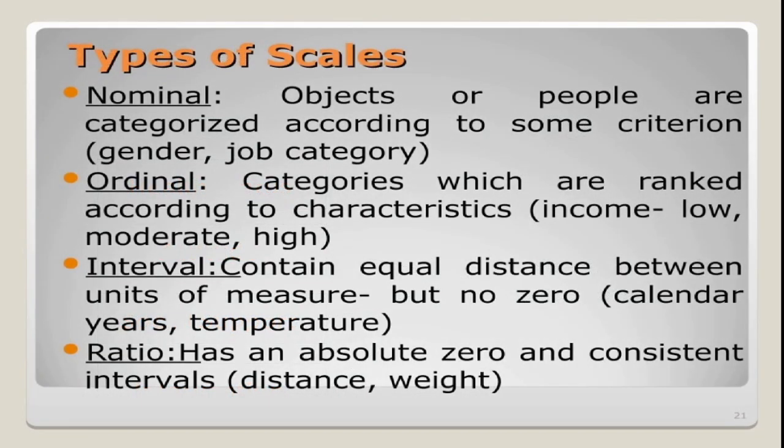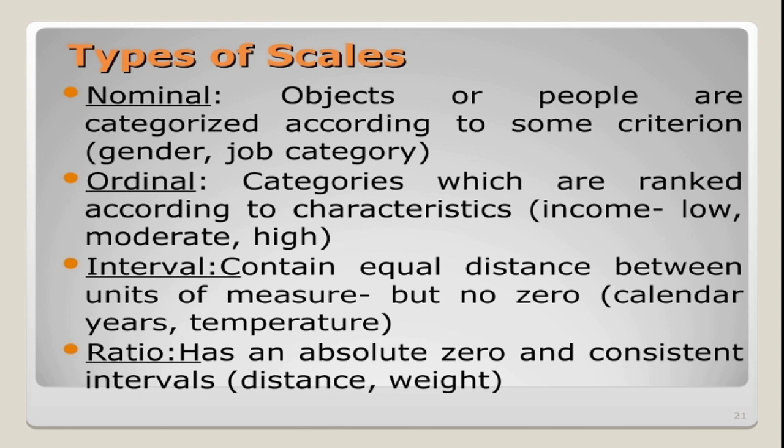Next one is types of scales. We have 4 types of scales. One is nominal. Objects or people are categorized according to some criterion, like gender, job category. Nominal is simply the categorization of variables. Another one is ordinal. These are categories which are ranked according to characteristics. Income, for example, can be classified into low income, moderate income and high income.